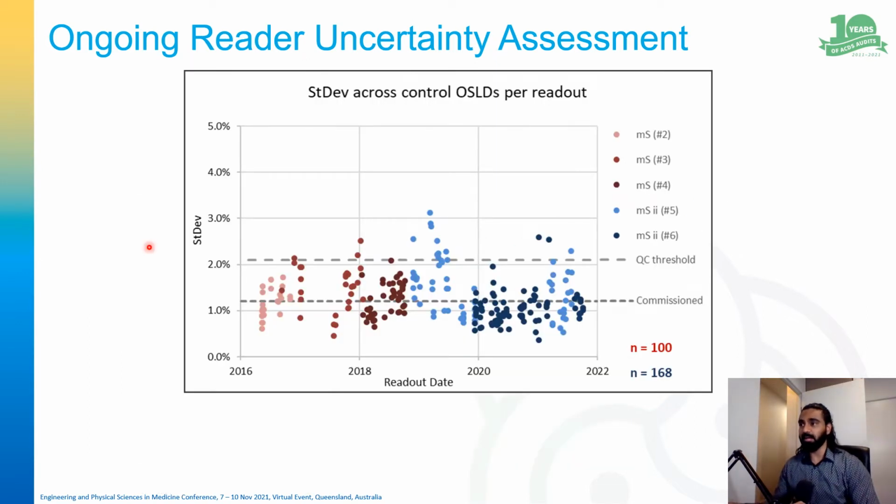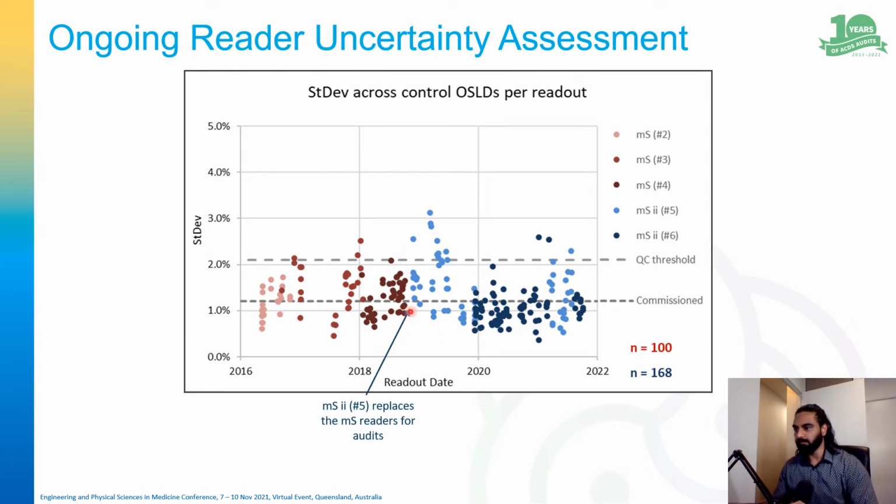So of course, as with before, we can plot the standard deviations across the control OSLDs versus time, and we end up with quite a nice timeline image, which tells quite a nice story. Again, I've separated out the series by color into the different reader types. We have the red series representing the MicroStar 1s, and the blue series representing the different readers of the MicroStar 2 type.